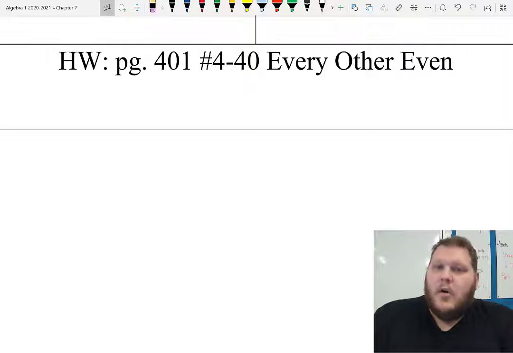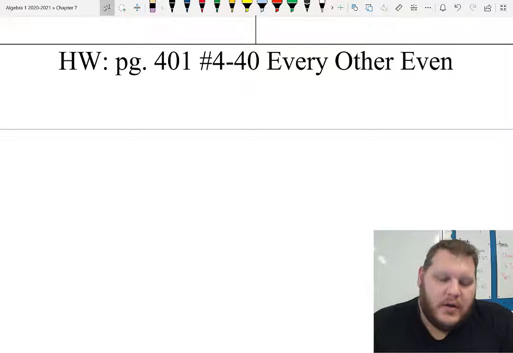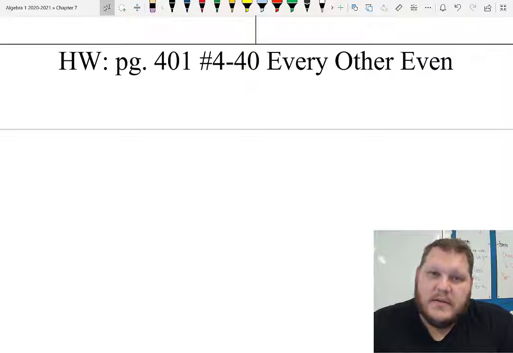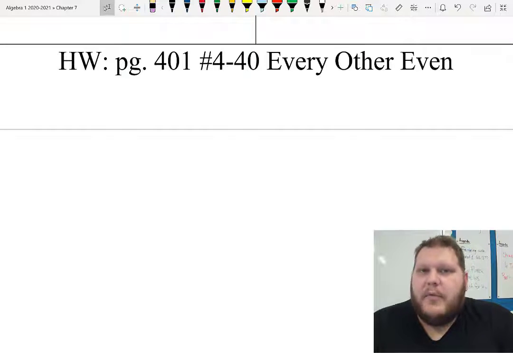All right, so homework for tonight, page 401, 4 through 40, every other even. Be kind of careful, 28 and 32, both of those are asking you to solve the equation with these new methods. So give it a shot. We'll talk through those if we need to tomorrow at the beginning of class before we see some more factor and solve problems from this section.